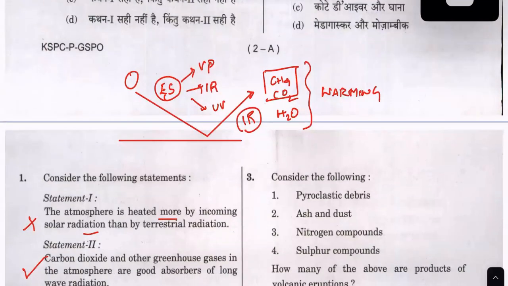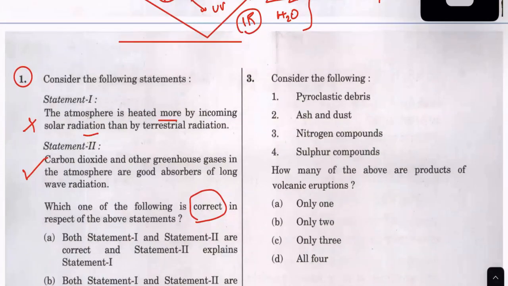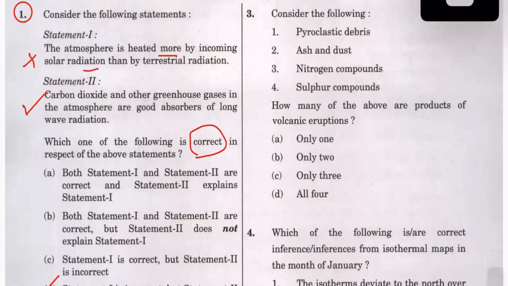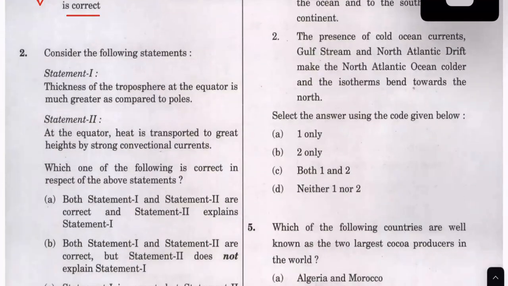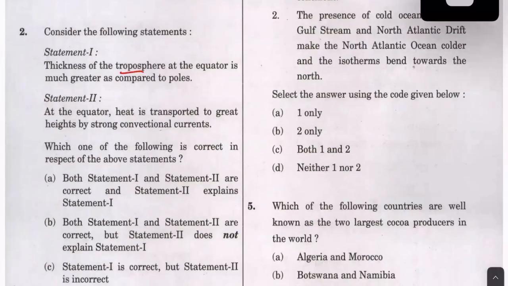So look at it, count it as we go along. I will circle these one by one so that you can understand that these questions should have been taken. The next question: thickness of the troposphere at the equator is much greater than at the poles.